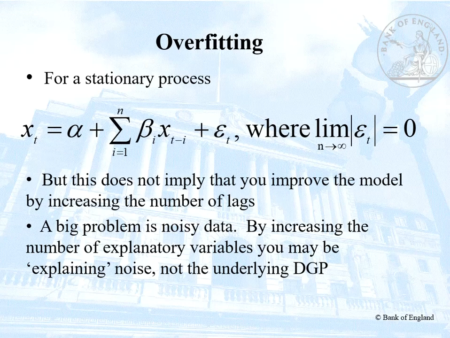For overfitting, a stationary process may look like this, but this does not imply that you improve the model by increasing the number of lags. A big problem is noisy data. By increasing the number of explanatory variables, you may be explaining noise, not the underlying data of interest. So sometimes we will increase a lot of variables just trying to explain the shocks.